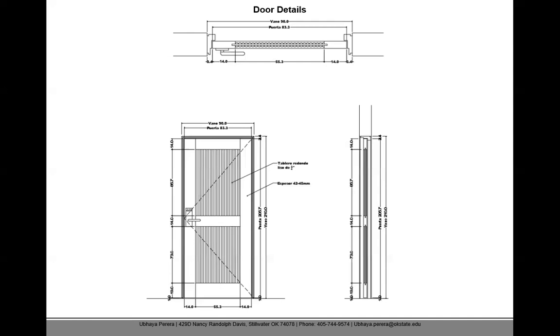So previously we did three types of doors. So we will get three sets of these kinds of drawings for your door and window doors. And for the windows, it will be the same. You give elevation, plan, and section.